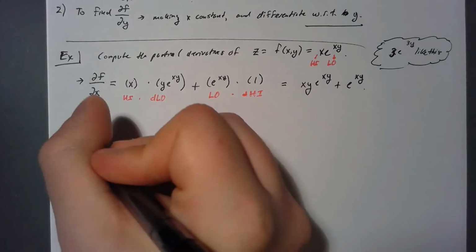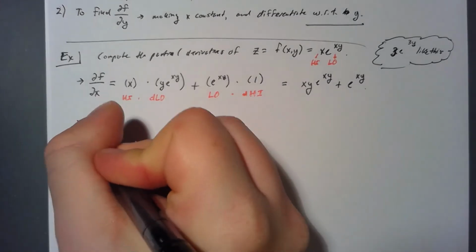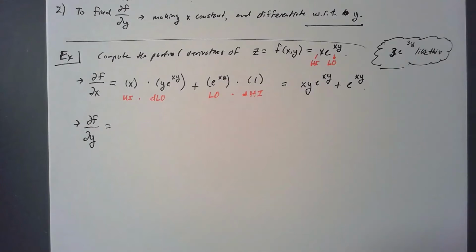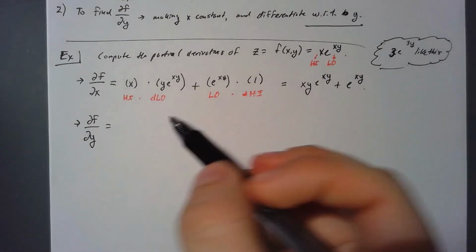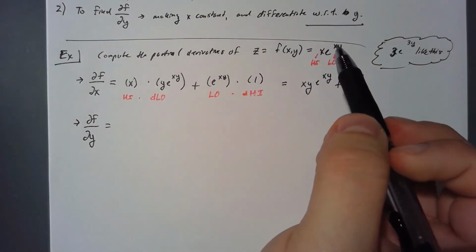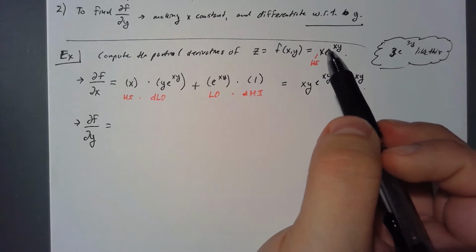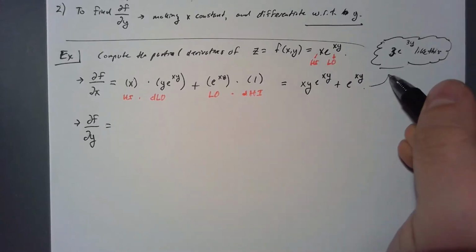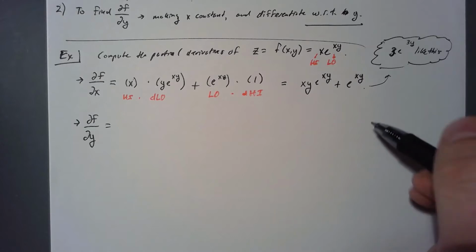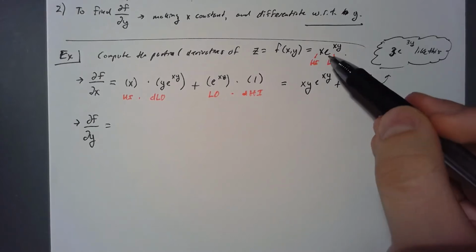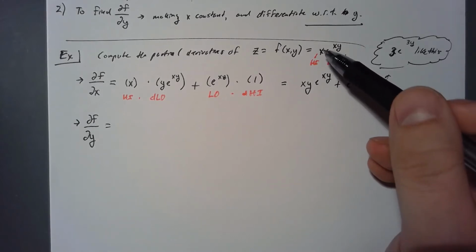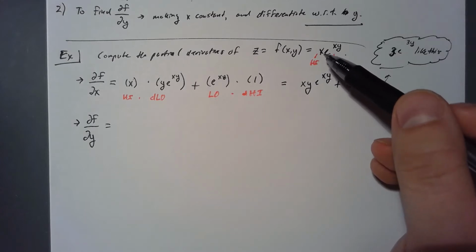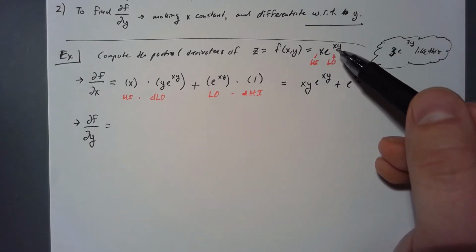But now I want to compute the partial derivative with respect to y. So in this case, I'm differentiating with respect to y, and x is going to be constant. So that was kind of like this. But here, I can make x be a number. So if this is like 10 e to the 10y, how would I take the derivative of that?